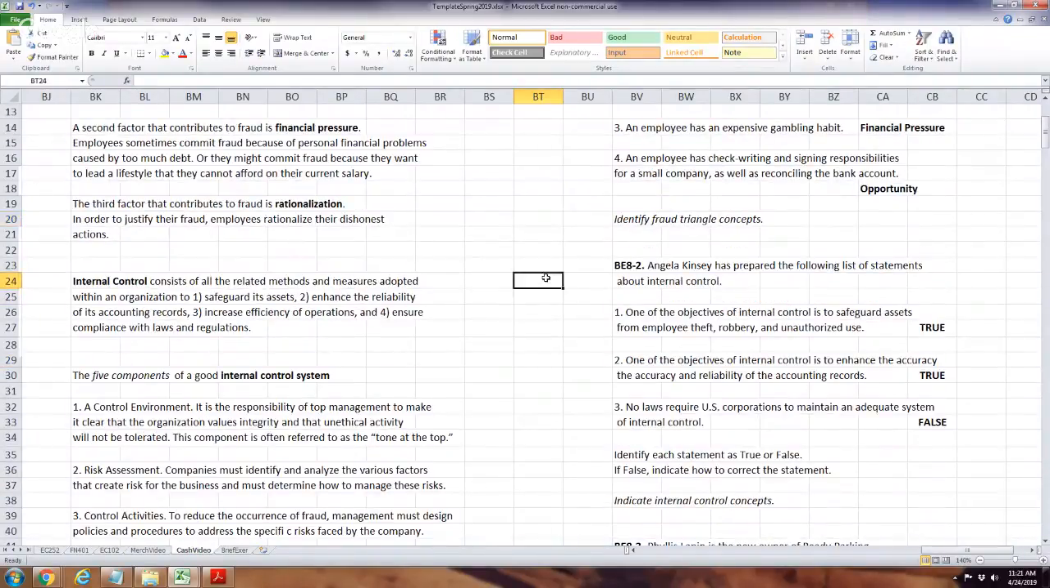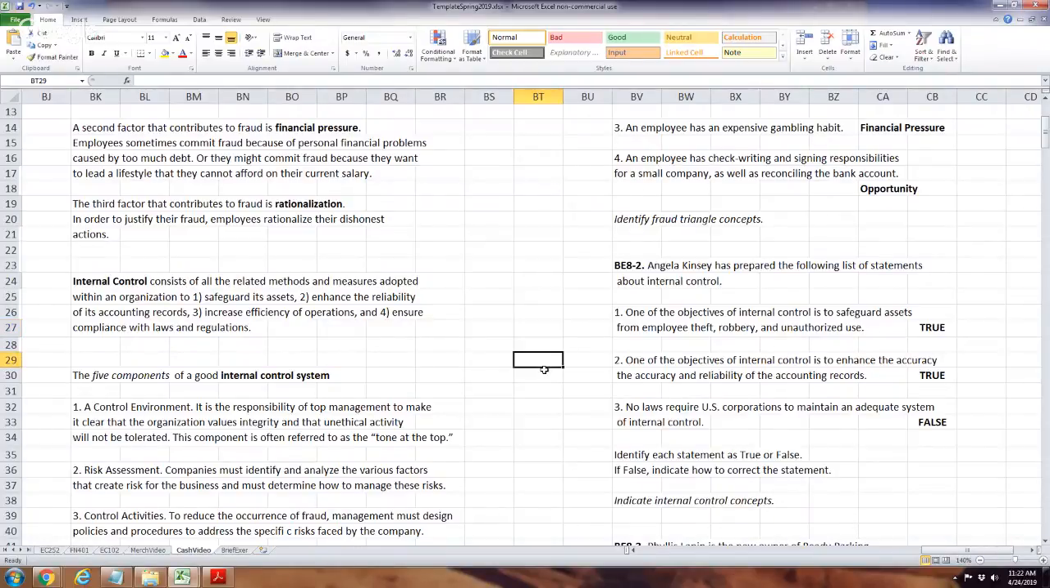The next one says Angela Kinsey has prepared the following list of statements about internal control. These are just true or false. One of the objectives of internal control is to safeguard assets from employee theft, robbery, and burglary. It says robbery, it should be burglary, but okay. Robbery is the legal term for knocking somebody over and taking their purse. Burglary is stealing something, and theft is the amount of stealing something. People who don't have a legal background put robbery in there, but it's burglary, at least in New York State.